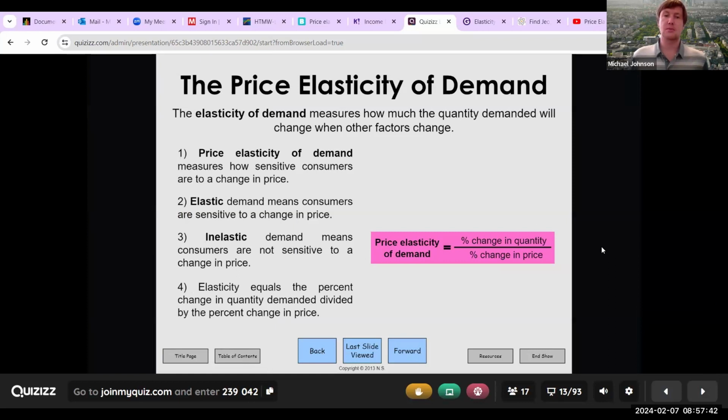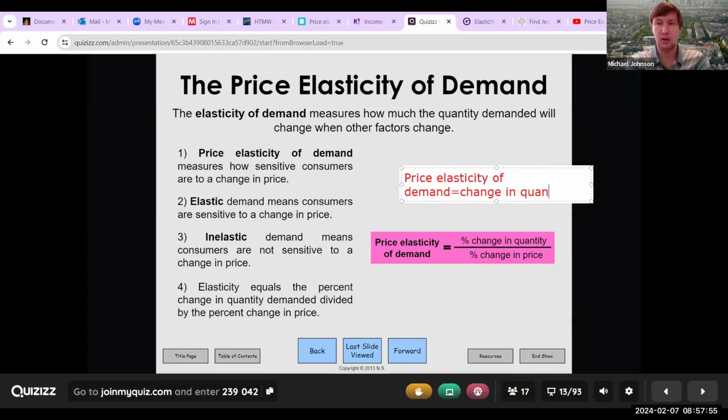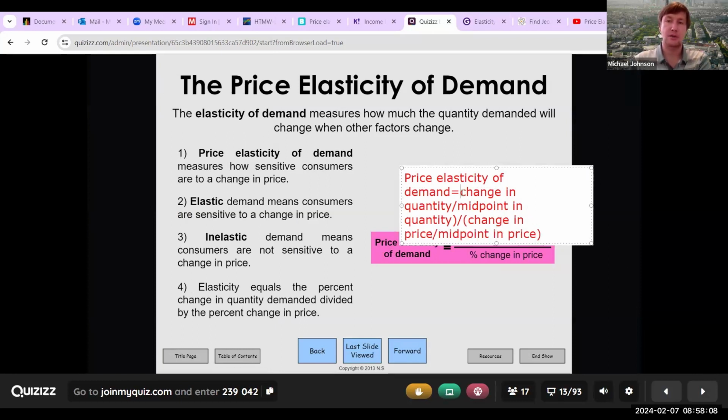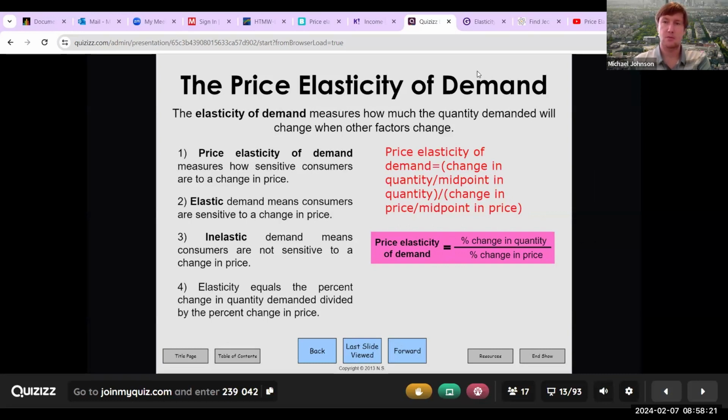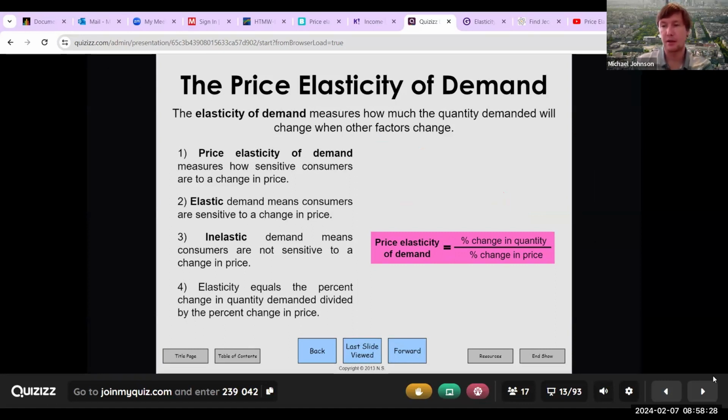So elasticity equals the percent change in quantity demanded divided by the percentage change in price. The best way to calculate this is using the midpoint method, like I said in last class. So price elasticity of demand equals change in quantity over the midpoint in quantity, divided by change in price over the midpoint in price. That's a better way than doing the percentage way, so I recommend the midpoint method here. It's a lot easier, and you can use it for any elasticity calculation.